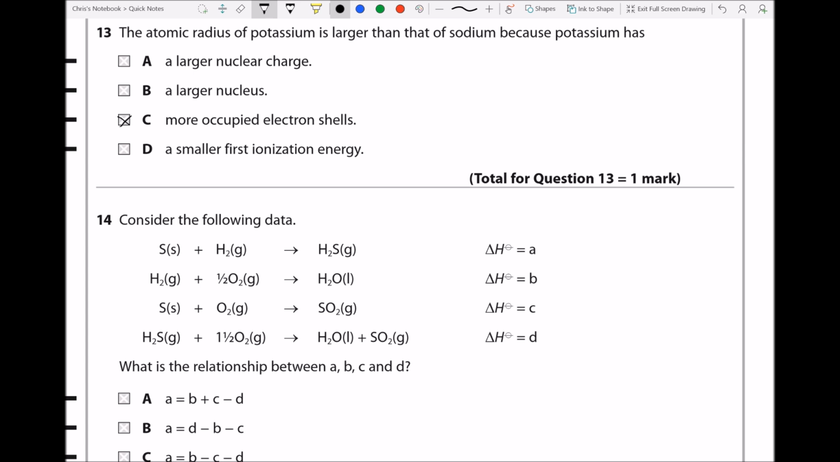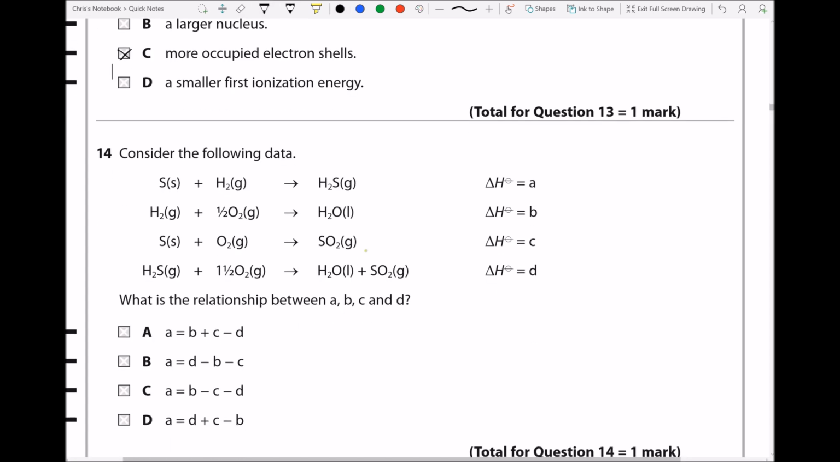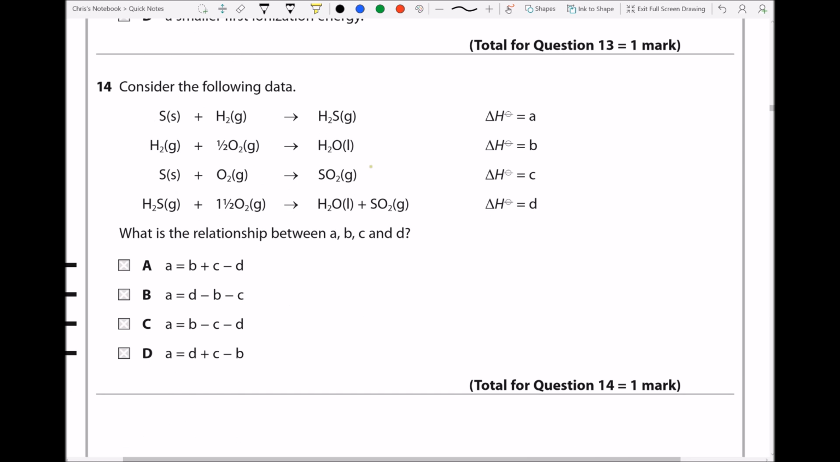Okay, question 14. Consider the following data. We've got a few reactions here, and we've got some enthalpies. What is the relationship between A, B, C, and D? All we have to do is say, look, we've got A here, and is the equation A, does this fit with B plus C minus D?